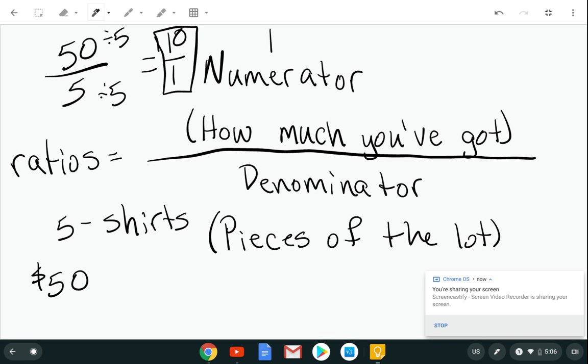So this is saying that one shirt is $10. Okay. All right, now proportions are equal ratios. We'll talk about that a little more here in a little bit.